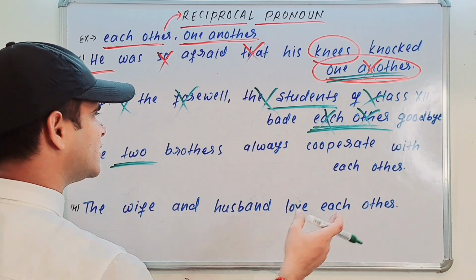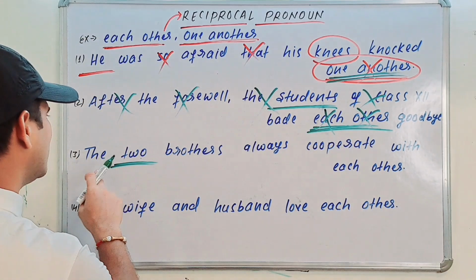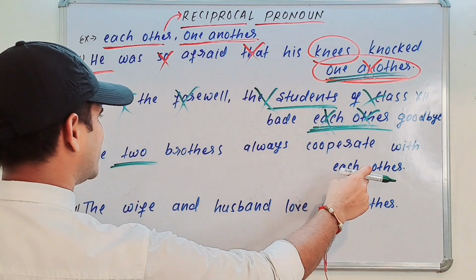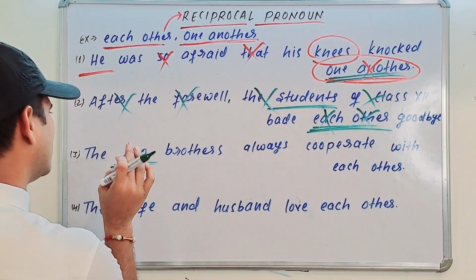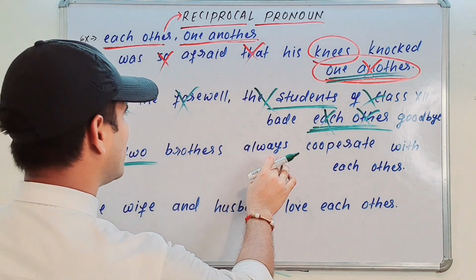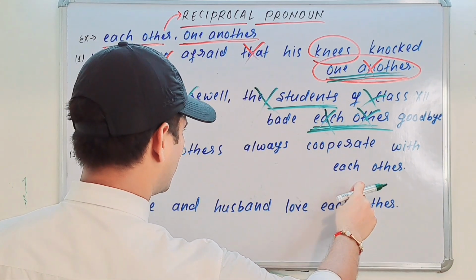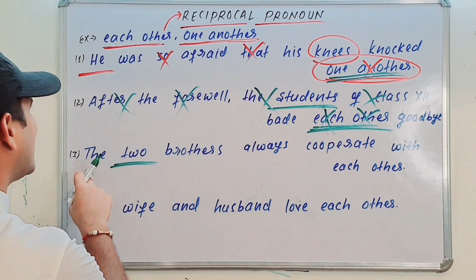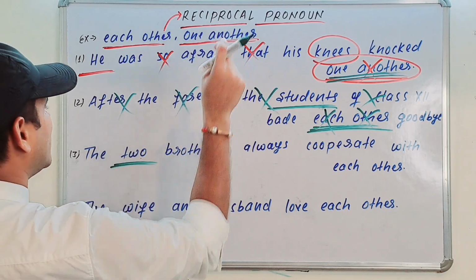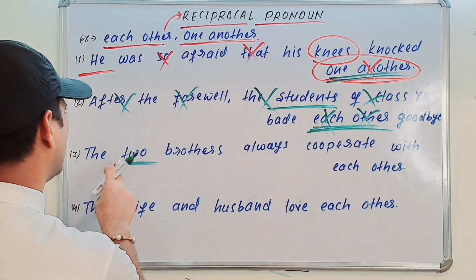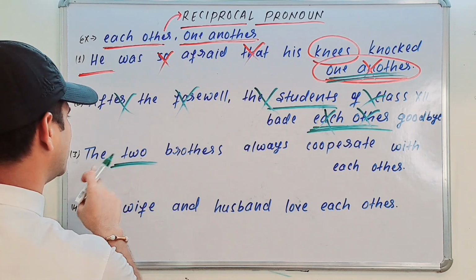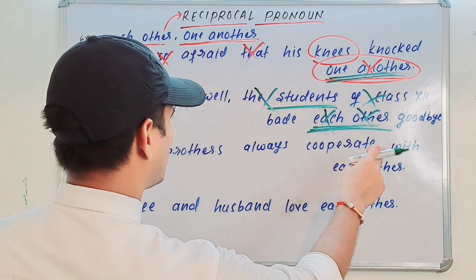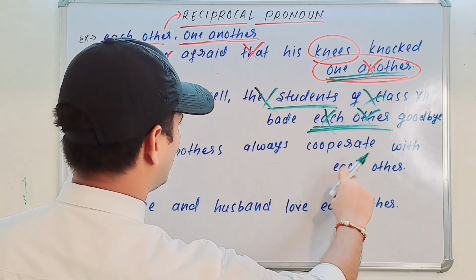Don't say they cooperate with one another for two, but for something like four brothers we can use one another in place of each other. The four brothers always cooperate with one another. Put four in place of two, and then we can use one another in place of each other. Like the four, the five brothers, the 10 brothers: the four brothers always cooperate with one another, not each other.